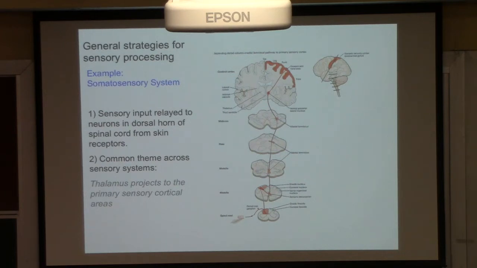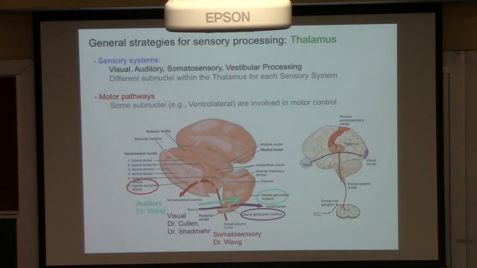Proprioception is how you have a sense of how your body's organized relative to itself. It tells you basically the position of your limbs relative to your body. Okay. So as I said, the general strategies for sensory processing, because you're going to hear about the visual system, vestibular system, auditory system. What you have is information projecting from, say, lower structures.